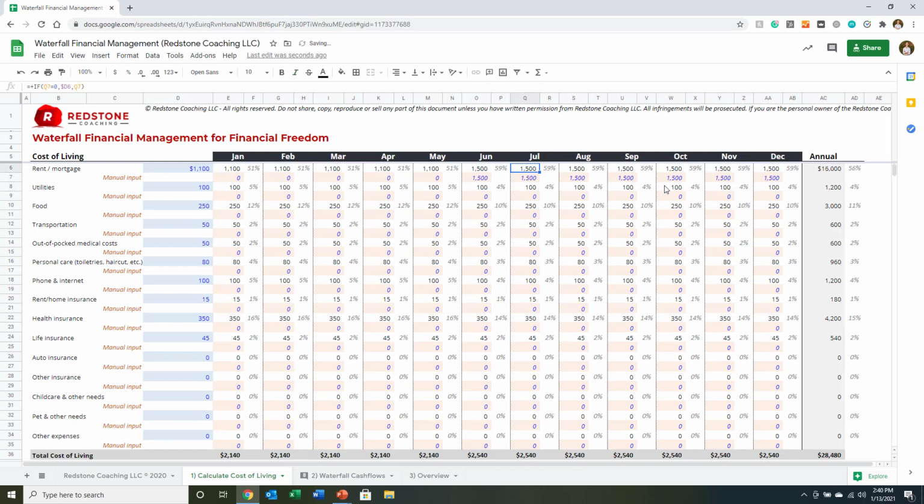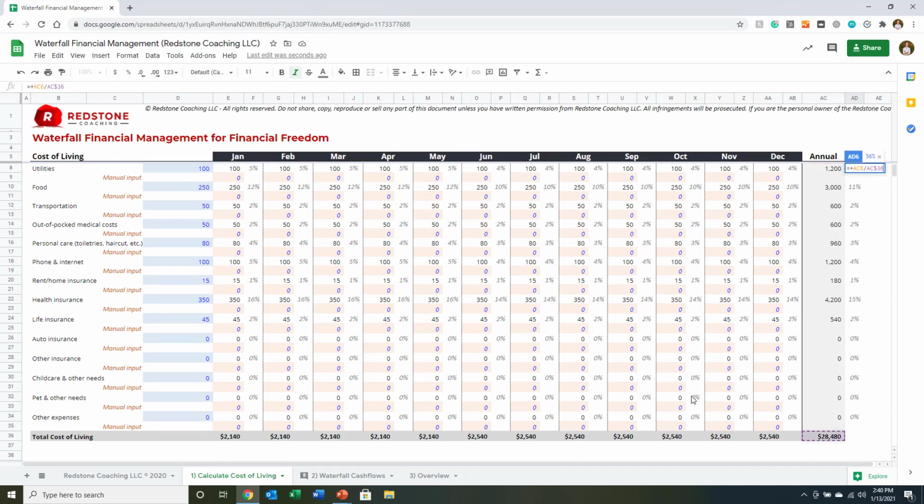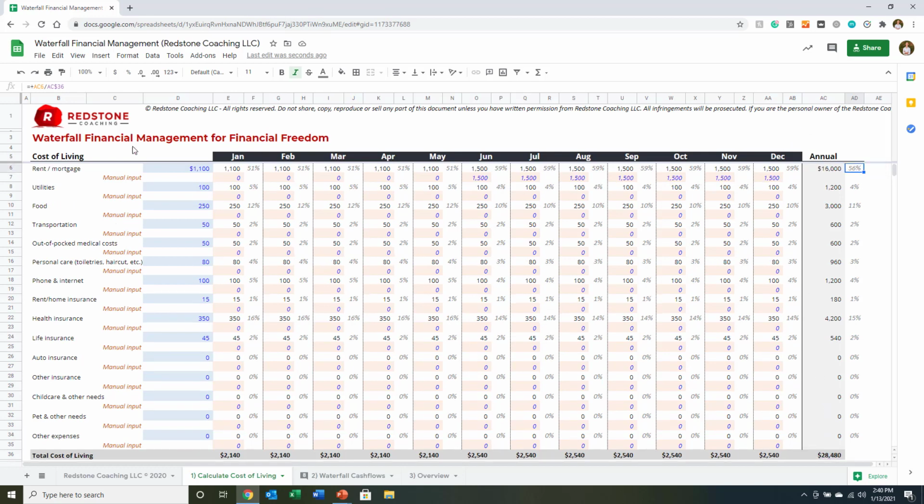Okay, sweet. Well, now we can see that this annual is going to be adding up all of the money paid January through December. So you can see that annually you're spending for rent and mortgage $16,000, which is 56% of your total, which is pulling from down here, your total annual cost of living. So the exact same things for utilities. Let's say 100, 100, 100, and then you move in June, and maybe it's now 150. So you can change this to 150. Well, that's too much. 150, 150, 150, 150. Okay, cool. So now we can see that.